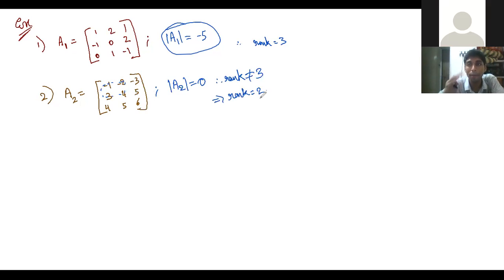That means you stop at that point when you find the determinant is not 0. Suppose one determinant turns out 0, then you check for other 2 by 2 matrices. If this is not 0, that's it. Then rank is 2. But if all the 2 by 2 matrices have determinant 0, then you go to 1 by 1 matrix.